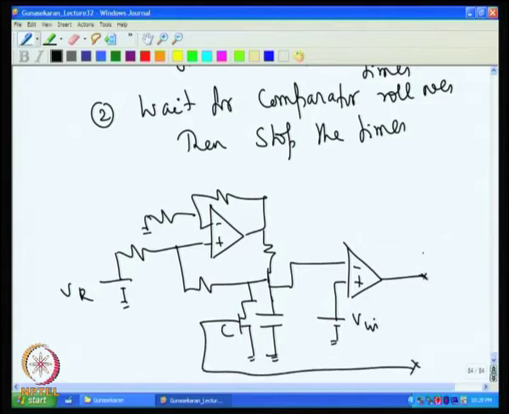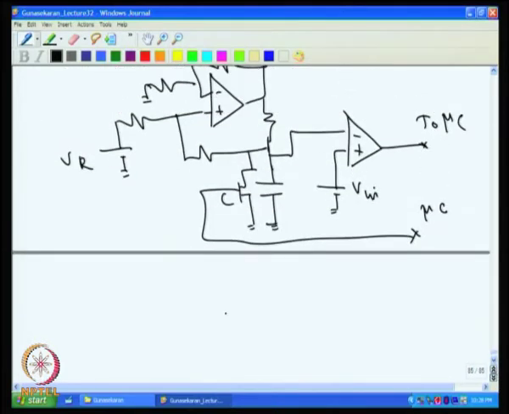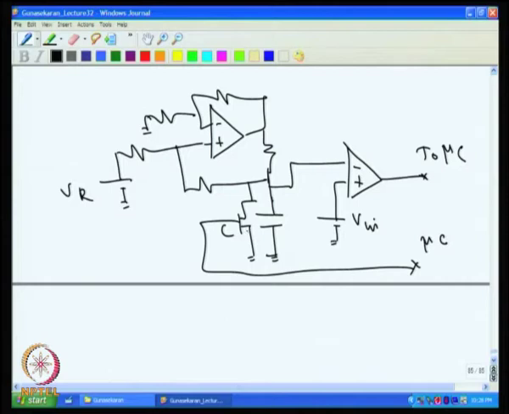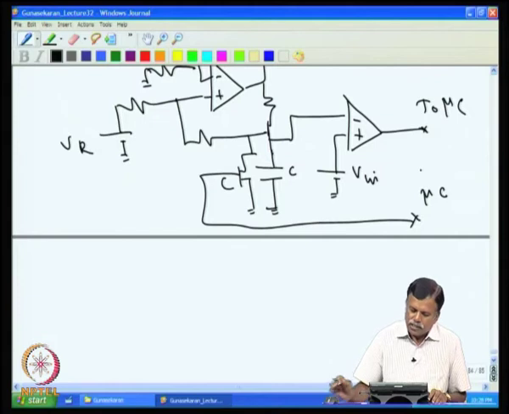This and this can be given to the microcontroller. This can also be given to the microcontroller. This is V input. So, similar to the above method, first we can discharge the capacitor C and then start the timer. Then as soon as the comparator rolls over, you can stop the timer, and the time can be measured here.